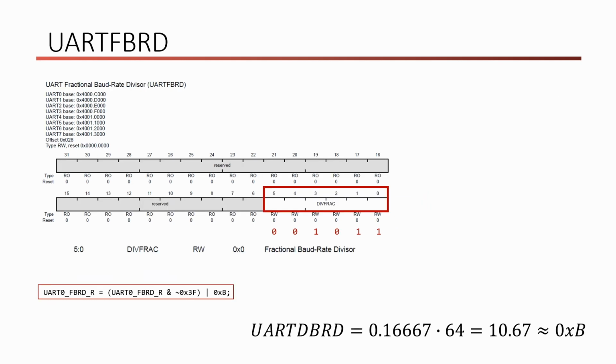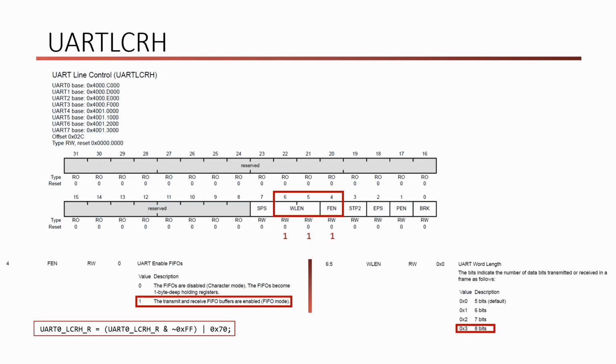Now, this register is the fractional part of the baud rate divisor value. Here, you just need to multiply by 64 the fractional part of the previous division. The UARTLCRH register is the line control register. Serial parameters such as data length, parity, and stop bit selection are implemented in this register.